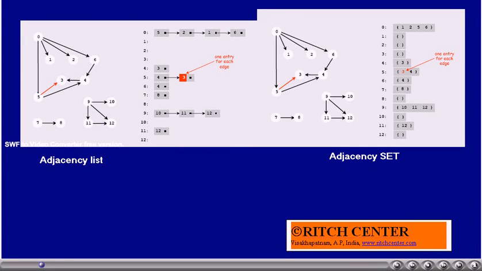This slide demonstrates the difference between adjacency list and adjacency set. In the case of an adjacency list, adjacent vertex details of a node are maintained in a linked list fashion, whereas in an adjacency set, the adjacent nodes are maintained in a set fashion.